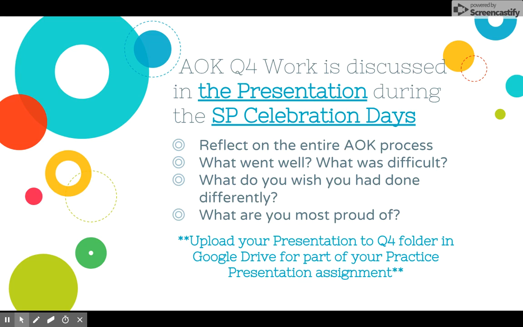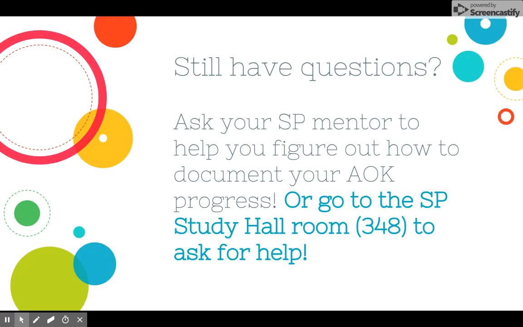Okay? So just to recap, AOK Q2 is the project commitment form, which most of you have probably already done. AOK check of progress for Q3 is the 3 paragraphs and 3 visuals with captions, and that is a Q3 assignment in the Q3 folder. And in Q4, evidence of progress on your AOK should be a part of the presentation. And when you get to the presentation screencast, you will see how that fits in.